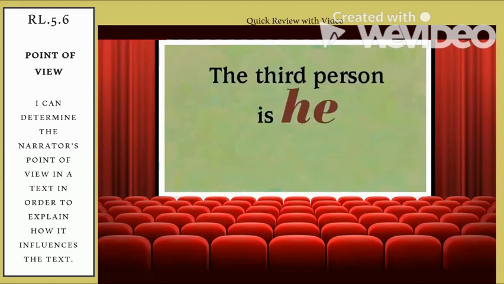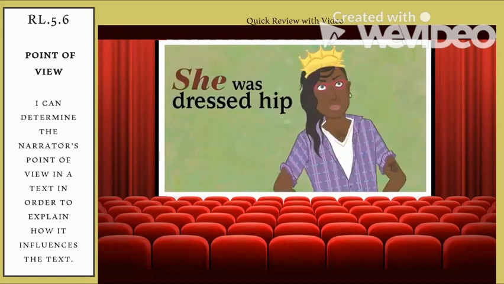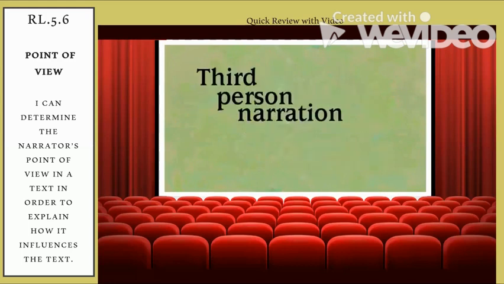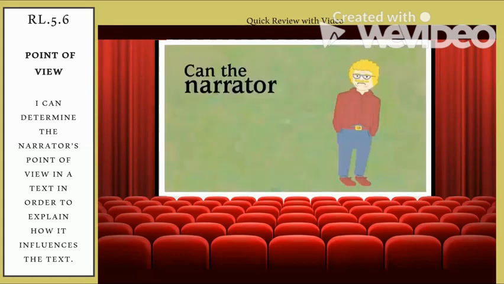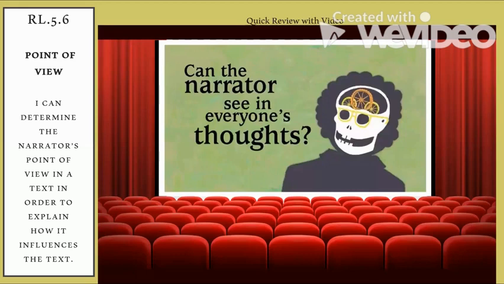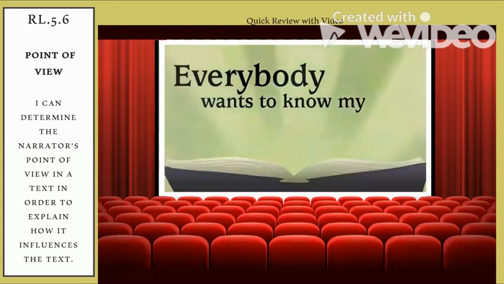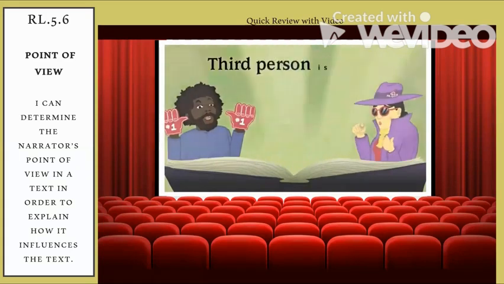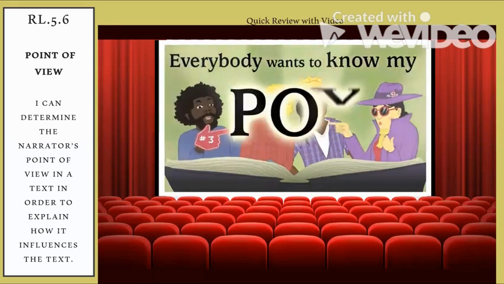The third person is he or she. He walked down the street and he saw the queen. She was dressed hip like it wasn't a thing. That's the third person, take it from him. Third person narration could be objective, omniscient, or from a limited perspective. Can the narrator see in everyone's thoughts? Narrating omnisciently like a boss. Everybody wants to know my point of view. First person is me, second person is you. Third person is he, third person is she. Everybody wants to know my POV.